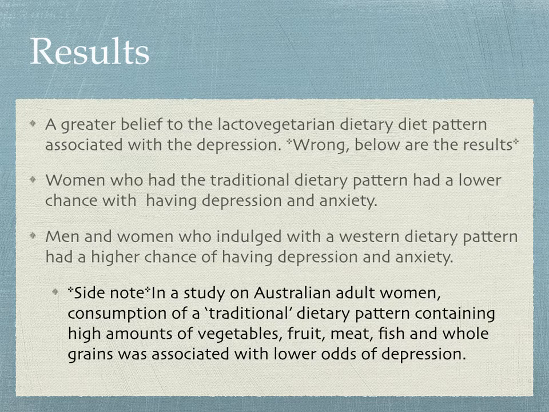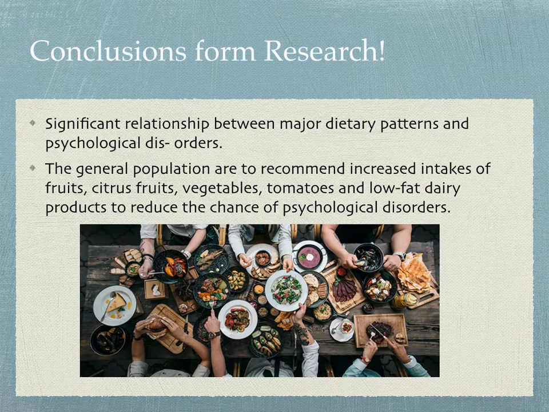So side note, which was also in the article, in a study on Australian adult women, consumption of a traditional dietary pattern containing high amounts of vegetables, fruit, meat, fish, and whole grains was associated with lower odds of depression, which is interesting, and I think that's pretty cool. So eat better. Oh wait, I'll get to that later in the conclusion.